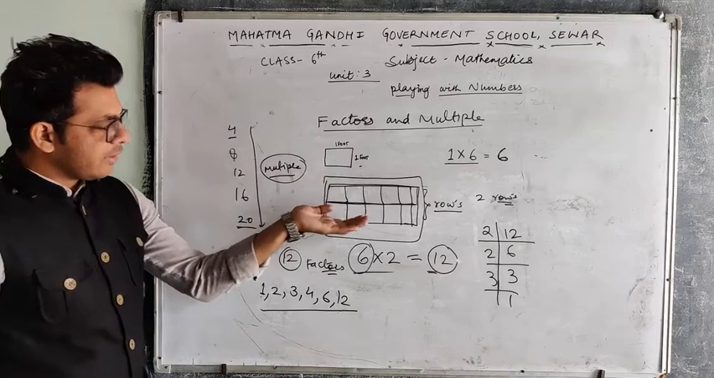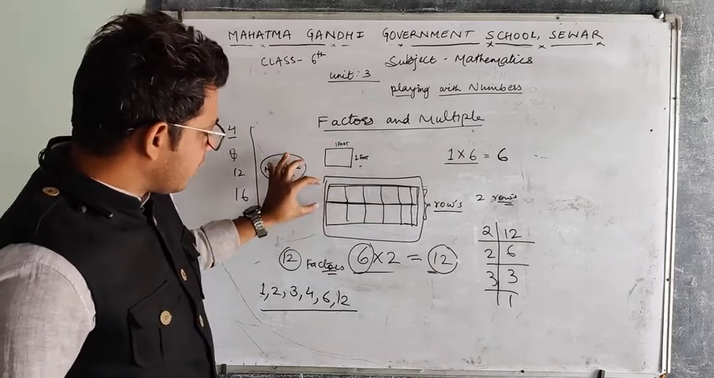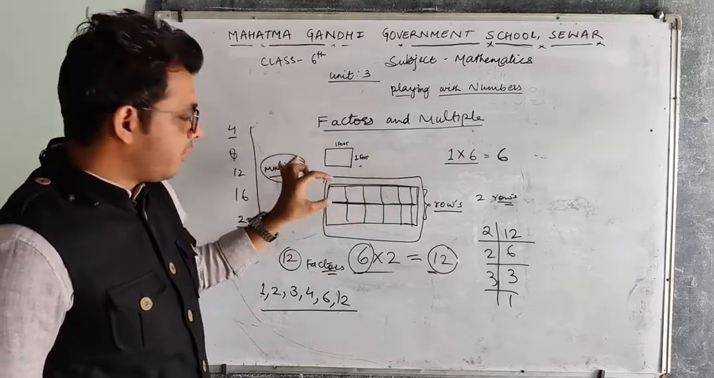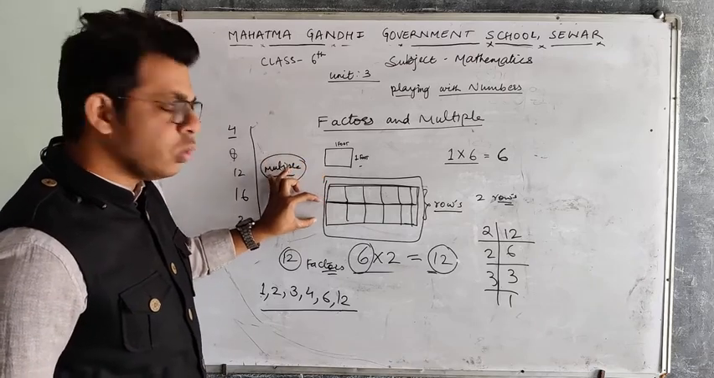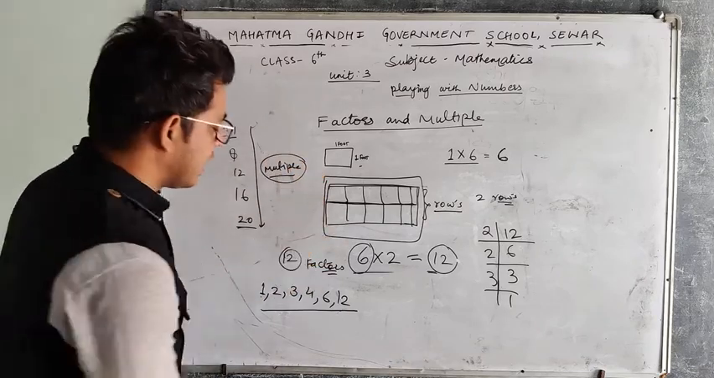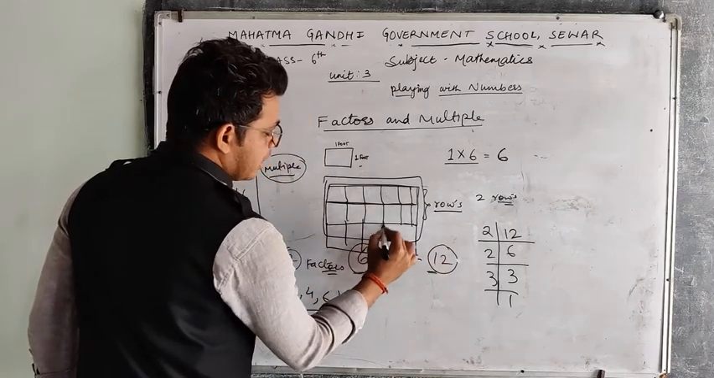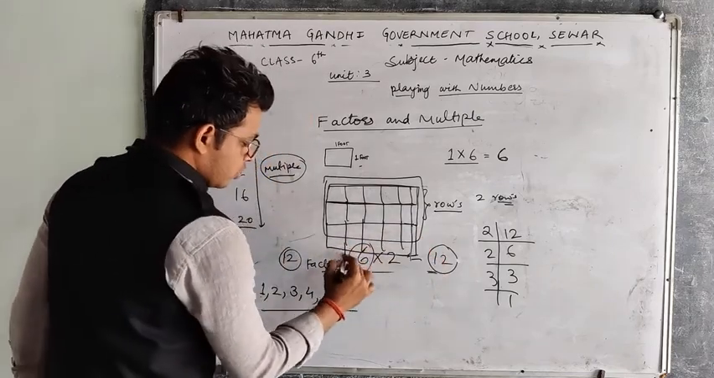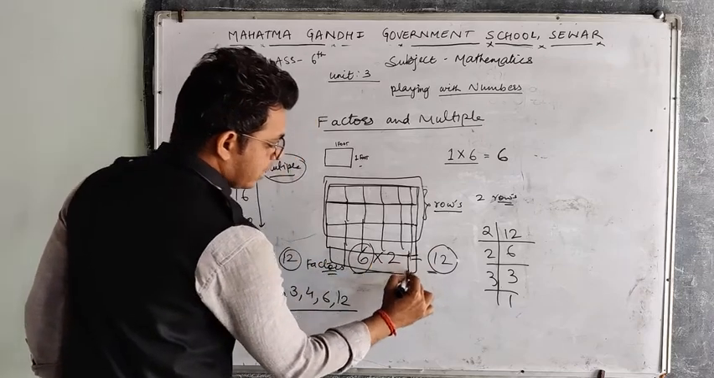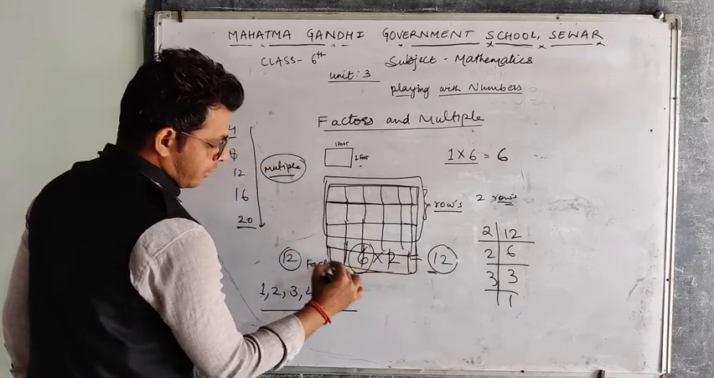Same is there with that. If I place 6 tiles in one row and I make 2 or 3 or 5 rows of 6 tiles, then these are the multiples of 6. So all these numbers are the factors of 6.